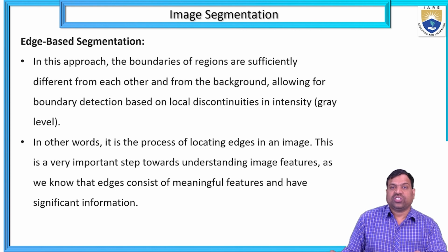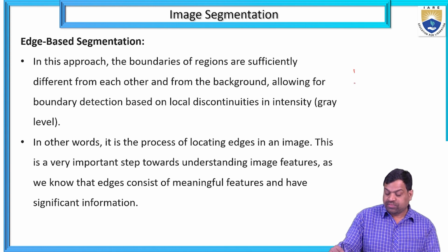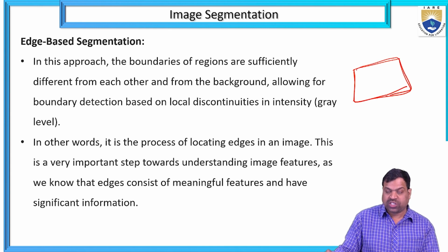First one is edge-based segmentation. In this approach, the boundaries of regions are sufficiently different from each other and from the background, allowing for boundary detection based on local discontinuity in intensity or gray level. In other words, it is the process of locating edges in an image. This is a very important step towards understanding image features, as we know that edges consist of meaningful features and have significant information.